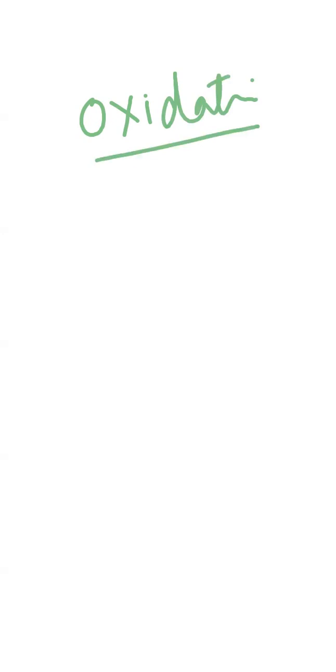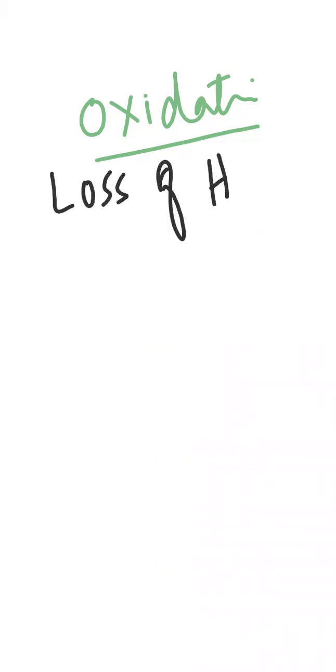What is oxidation? Gaining of oxygen, not oxygen gas, gaining of oxygen only. Or you can say losing of hydrogen, or losing of electron. Let me give you the example of oxidation again. Basically, we have two types of reaction, the oxidation and the reduction reaction. Oxidation means loss of hydrogen.